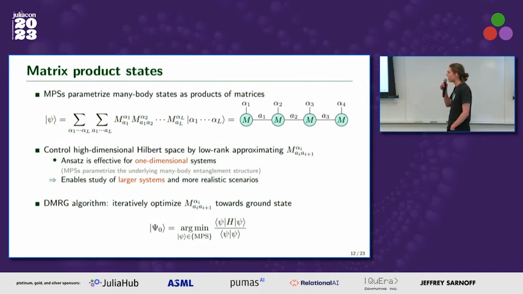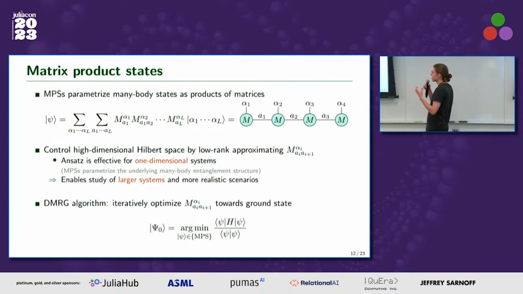Matrix product states are a way to parameterize many-body states by taking linear combinations of many-body configurations, where you have coefficients which you express as products of matrices. You also have this diagrammatic representation on the right, which we also saw yesterday, so I won't go into much detail. But basically, it's a way of writing many-body states. And you could ask, why would you want to do this, because it initially seems more complicated? The reason is that you can control the problem that the Hilbert space becomes really high-dimensional by low-rank approximating these matrices in your state.